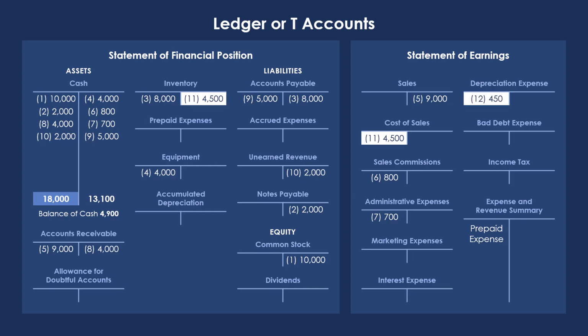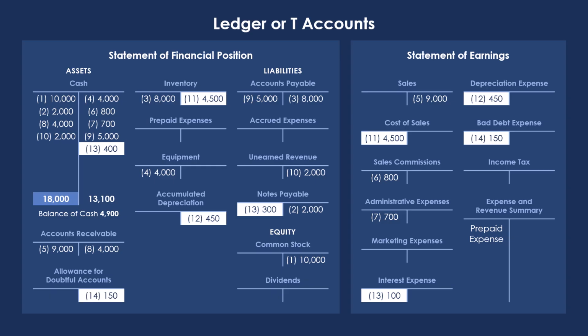Journal entry number 12, depreciation expense, debit, 450. Credit accumulated depreciation, 450. Journal entry 13, compound journal entry. Debit notes payable, 300, lowering a liability, debit interest expense, 100. Credit cash, 400. Journal entry 14, record bad debt expense, debit 150. Credit allowance for doubtful accounts, 150.